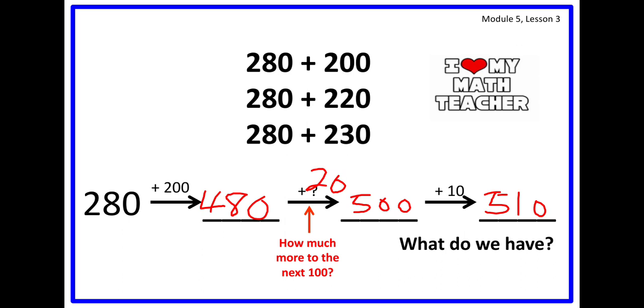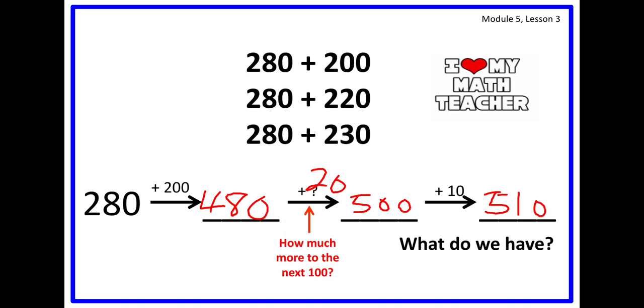All right. 280 plus 200 will give us 480. Now, in the place of the number to be added, they give us a question mark. At the bottom, they said, how much more to the next 100? We already know that we need 20 more to make the next 100. To make 480 the next 100, we need to add 20 more. That was why we wrote 20 plus 20.